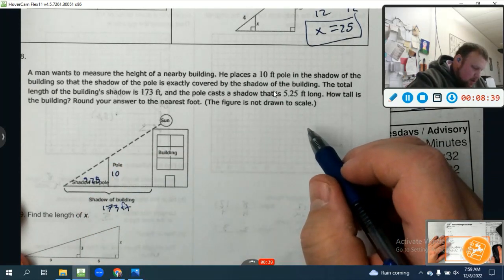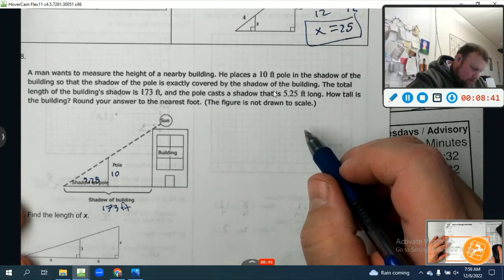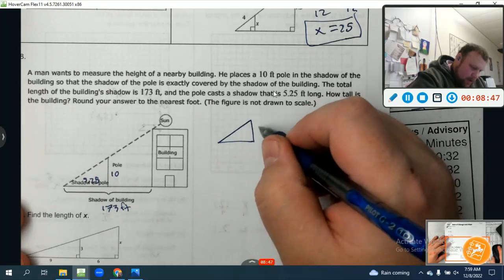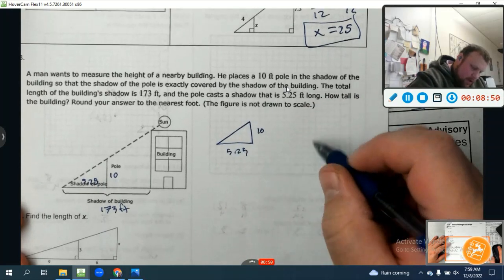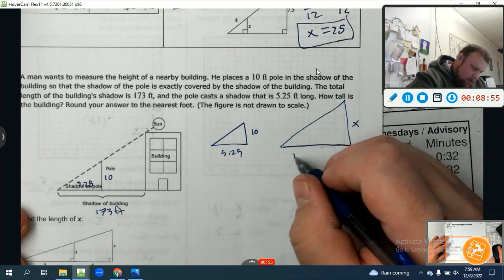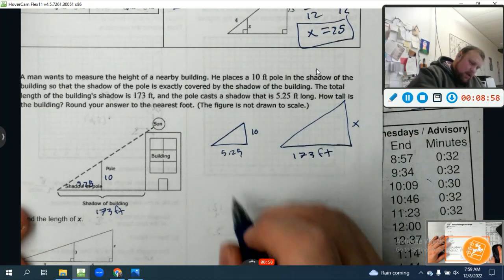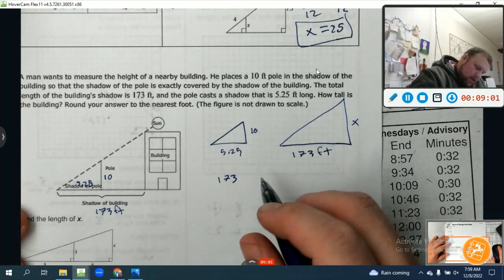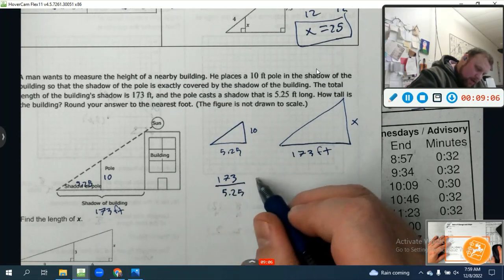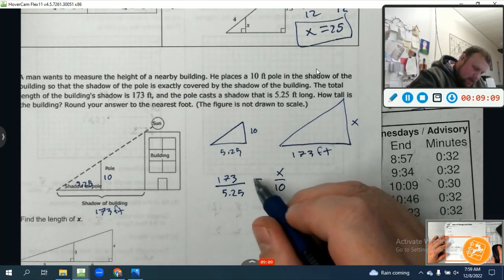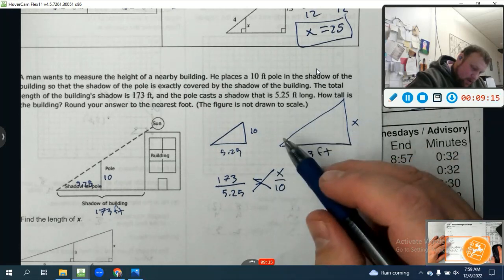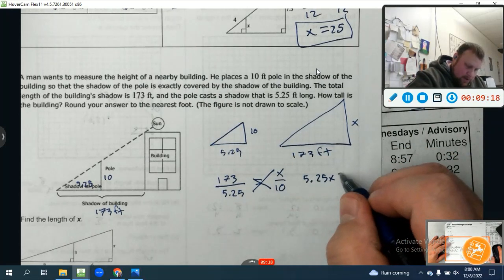Okay, so again, we've got 2 triangles here. We've got 10 and 5.25, and then we've got the building, which is X tall, we don't know, but 173 feet. So I'm going to say 173 divided by 5.25 is equal to X divided by 10. Cross multiply, I get 5.25X equals 1,730. I'm going to divide both sides by that 5.25.